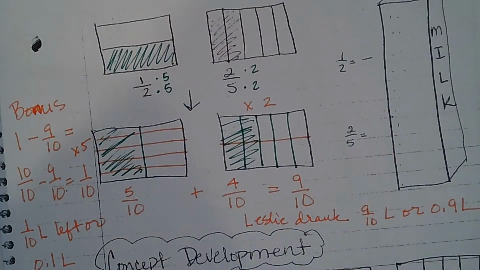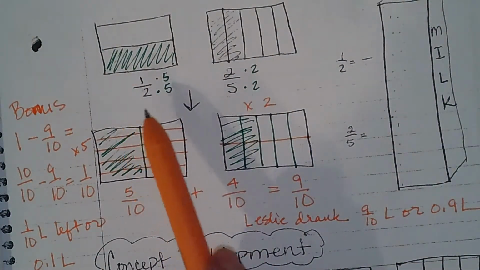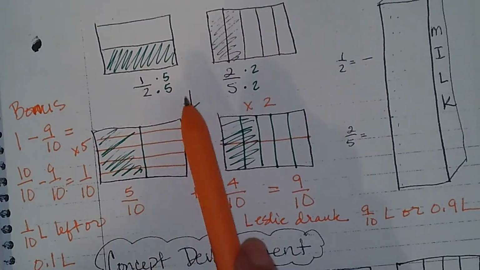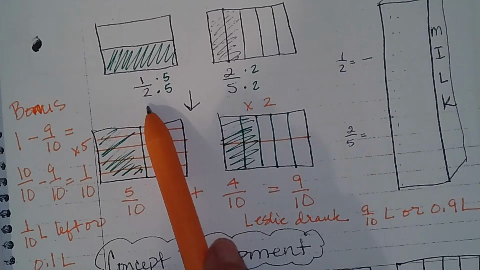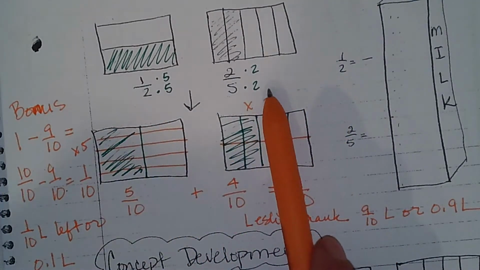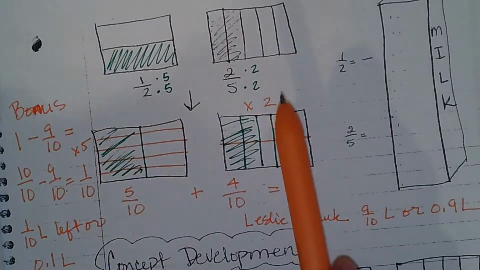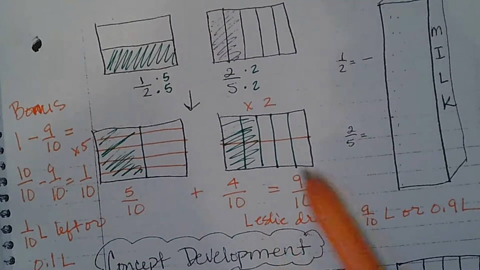All right, so now let's take a look at the application problem. Leslie has 1 full liter of milk in her fridge to drink today. She drank a half of a liter of milk for breakfast and 2/5 of a liter of milk for dinner. How many liters of milk did Leslie drink at breakfast and at dinner?